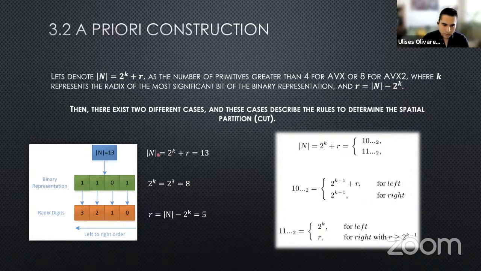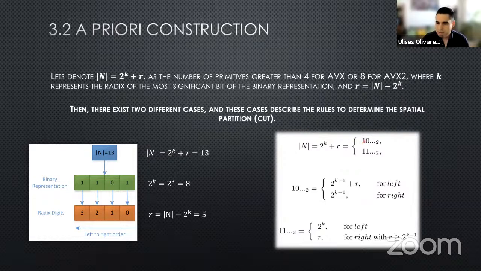So here we have this formula, which is actually quite simple, and this k is given by the radix digit of the most significant bit. In this case, we have a radix digit of 3, and then we can obtain this number, which is 2 to the k, which is equal to 2 to the 3, which is equal to 8. And then we can calculate this r by clearing it from this original formula, and then we can assign 13 minus 8, which is equal to 5. So using this formula, we can assign how many primitives will be contained in each node. Based on that, we're going to define two partition rules.